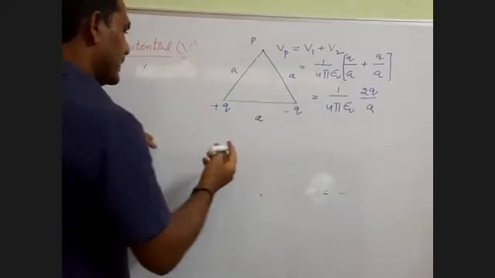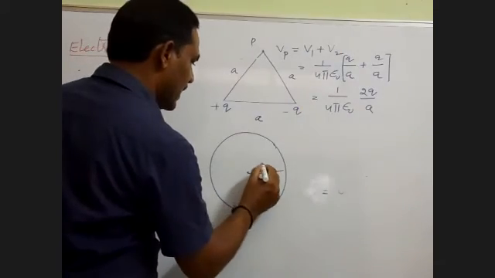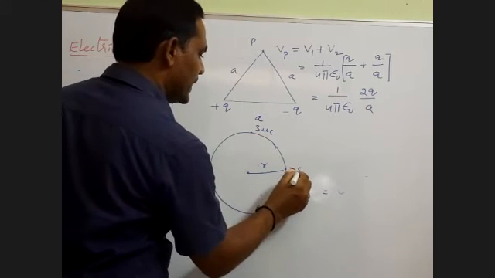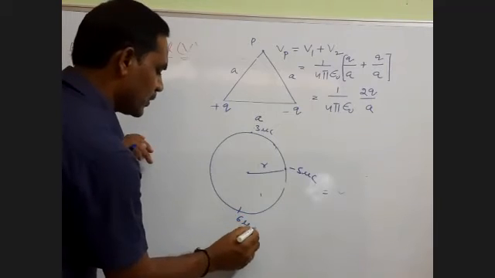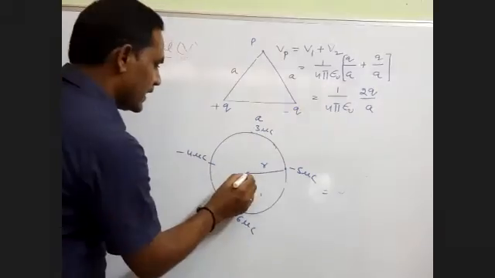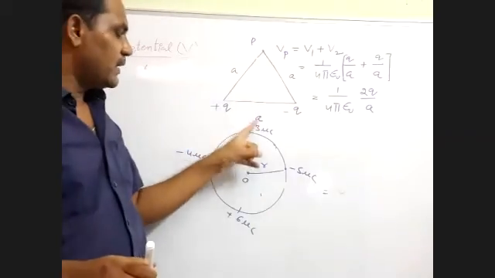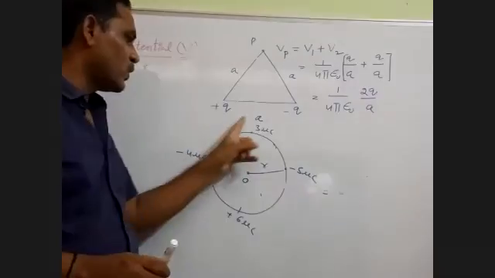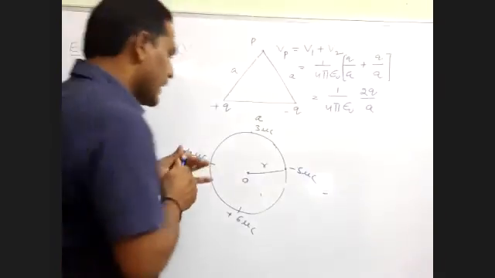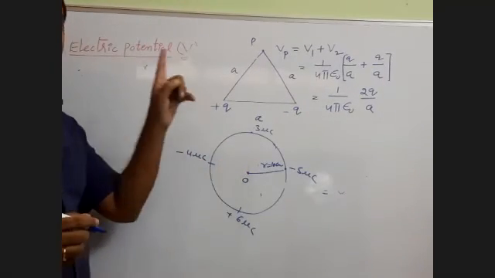Take a circle of radius r. On the circumference, charges of plus 3 microcoulomb, minus 5 microcoulomb, plus 6 microcoulomb and minus 4 microcoulomb are placed. What is the resultant potential at the center of the circle? The question is: plus 3, minus 5, plus 6, minus 4 microcoulomb are situated on the circumference of a circle of radius r equal to 10 centimeter. Find the resultant potential at the center of the circle. This is the question.